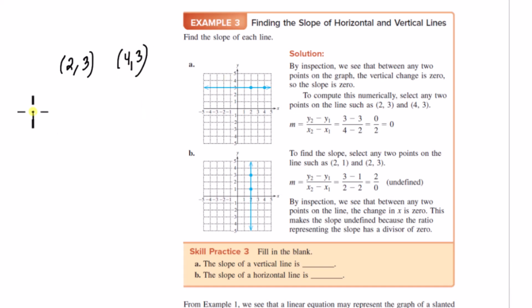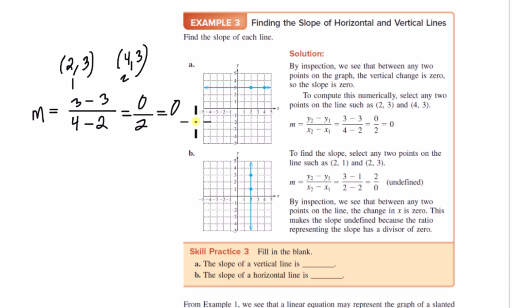Okay, so now let's use the slope formula. Let's say this is point 1, this is point 2. So y2 minus y1 over x2 minus x1. That's 0 over 2, which is equal to 0. The slope is 0. And this makes sense because for any amount you move in the horizontal direction, you're not going to move any in the vertical direction. There's no slope.